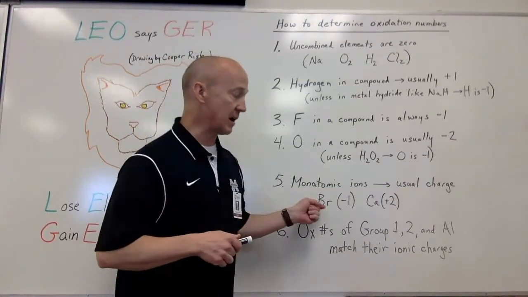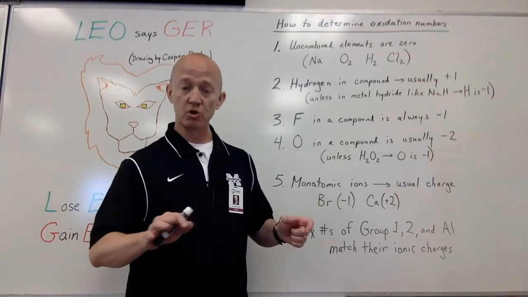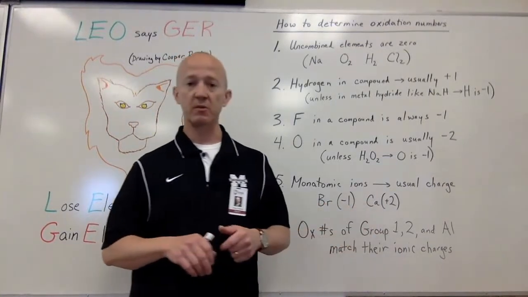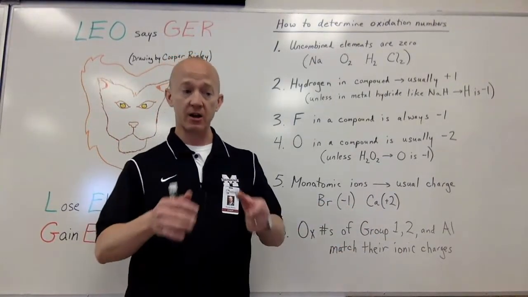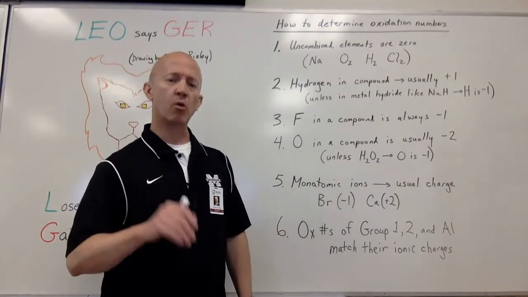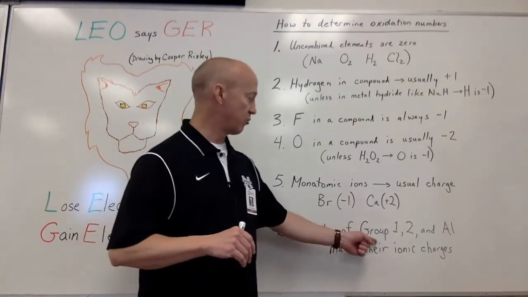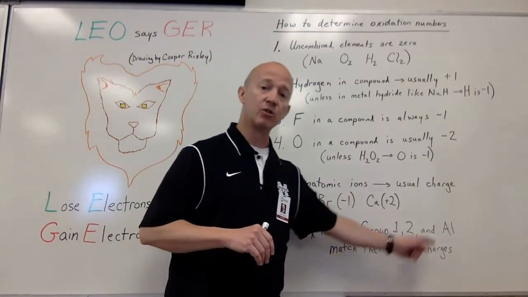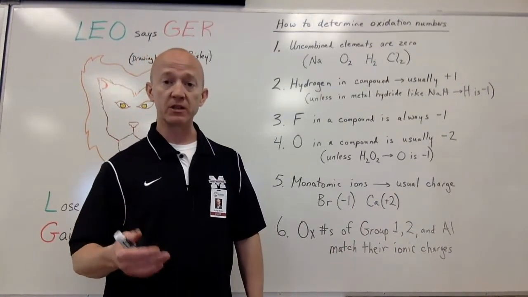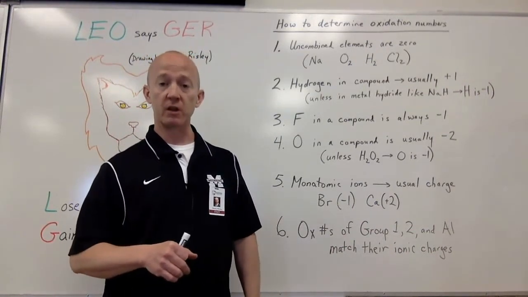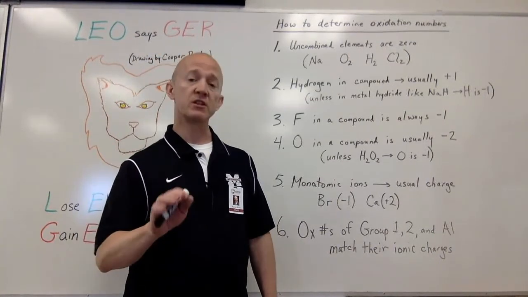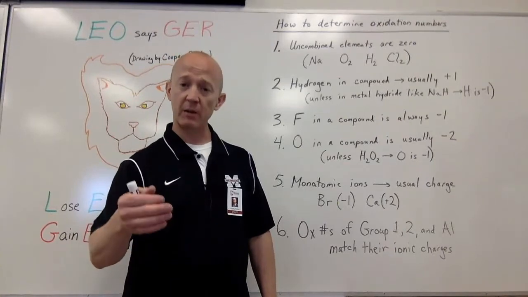If you have a monatomic ion, those are their usual charge, like bromine would be a -1, or calcium would be a +2. So if you have an ion sitting by itself, it's going to have the charge that it normally would. And one more, the oxidation numbers of group 1 metals, group 2 metals, and aluminum match their usual charge. So for group 1 metals, that would be +1. Group 2 metals, that would be +2, and for aluminum, that would be +3. So let's see if we can use these guidelines for a couple of examples.